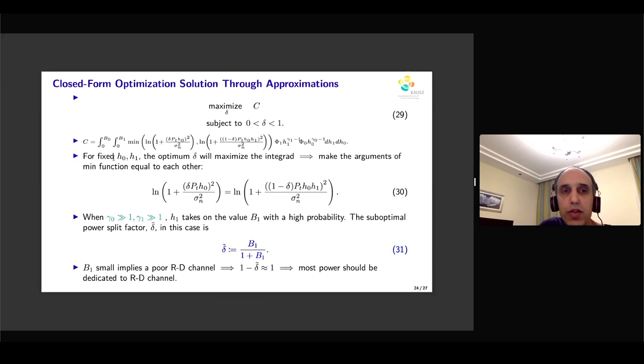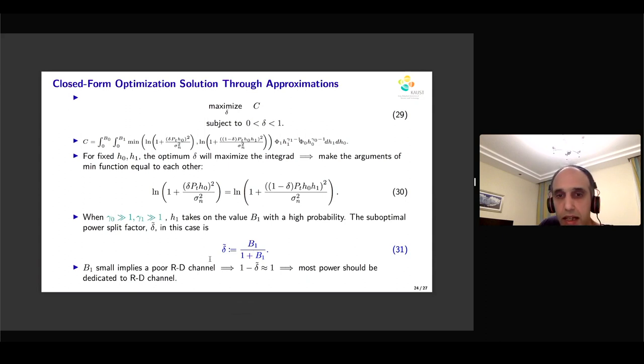So this is the third last slide. If we want a closed form expression for the optimization problem, we can do that through approximations. The approximation that we apply here is that the beam width is much larger than the pointing error. So when you have that, you have a closed form expression for your power split factor, which is B1 over 1 plus B1.